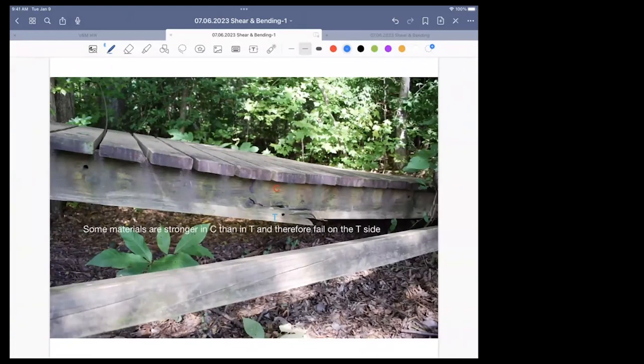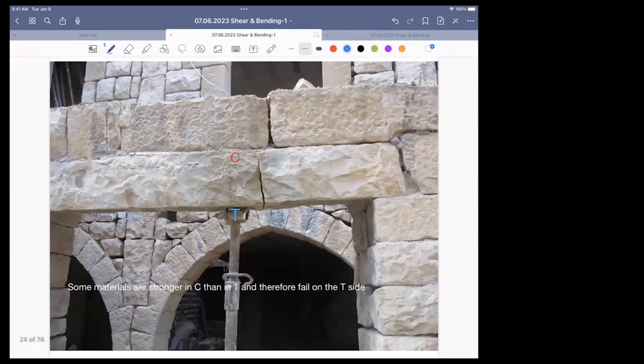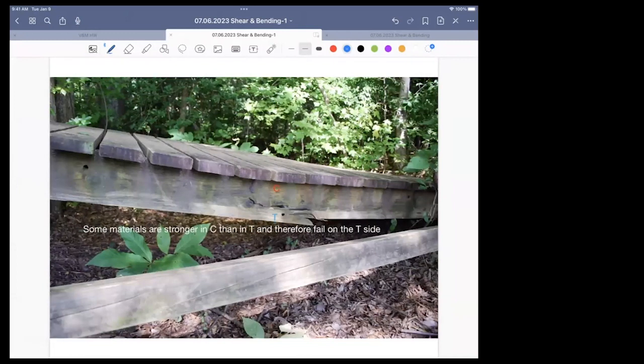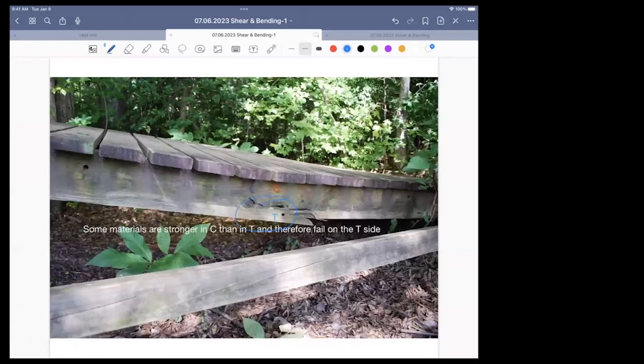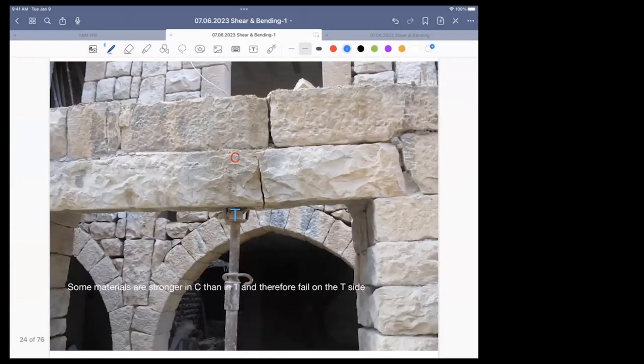Some materials are stronger in compression than they are in tension, and therefore the failure will happen on the tension side. Here's another example. Sorry, wood is very strong in compression. It is very good in tension, but it's better in compression. It doesn't help that there's a knot here that made everything go south. This is a picture we had last time, the stone lintel failure. Of course, stone is very good in compression, not very good in tension. It can't span. So it failed on the tension side.